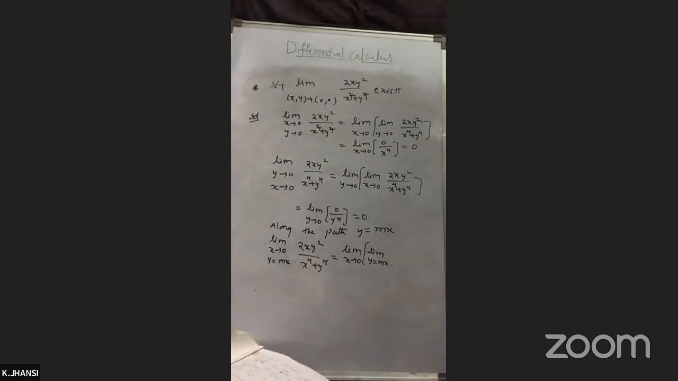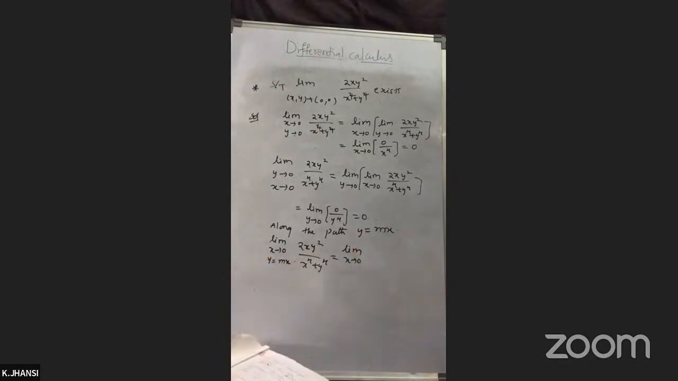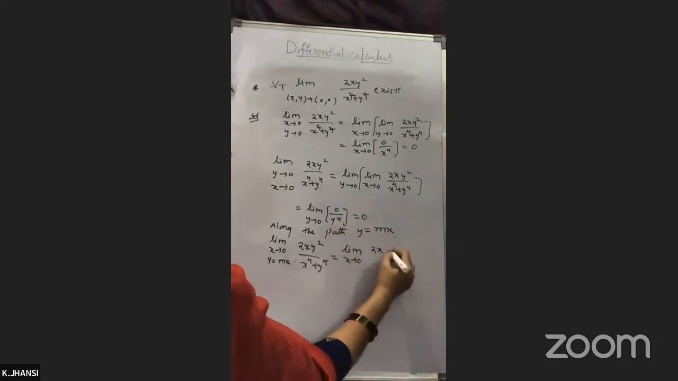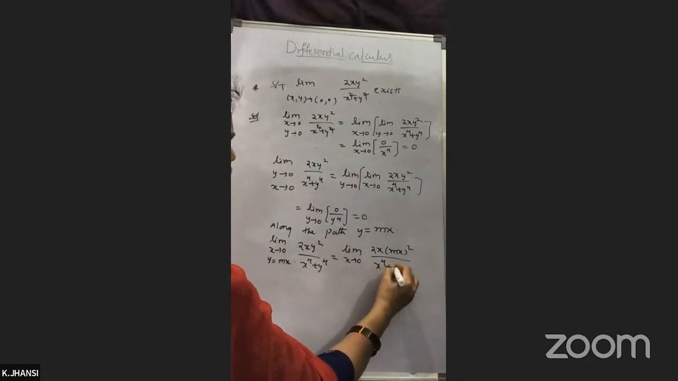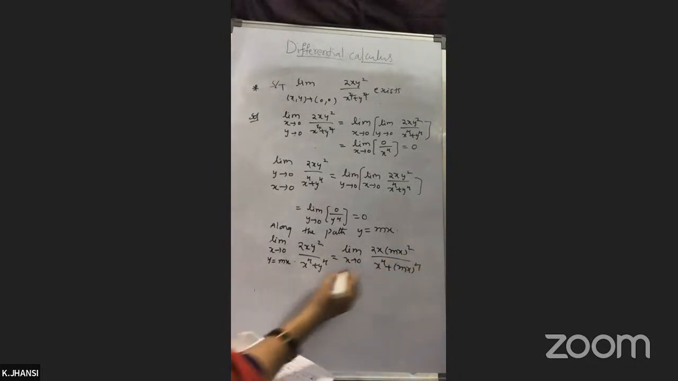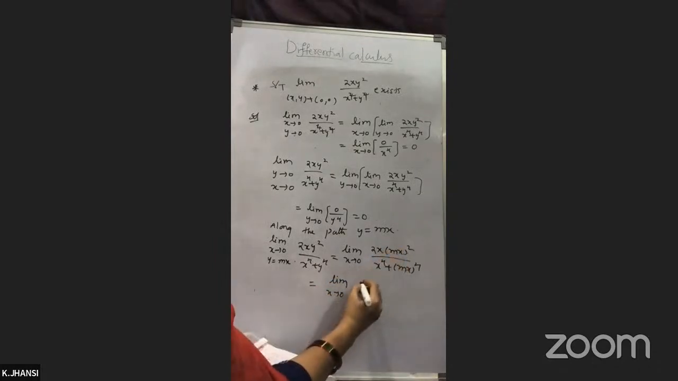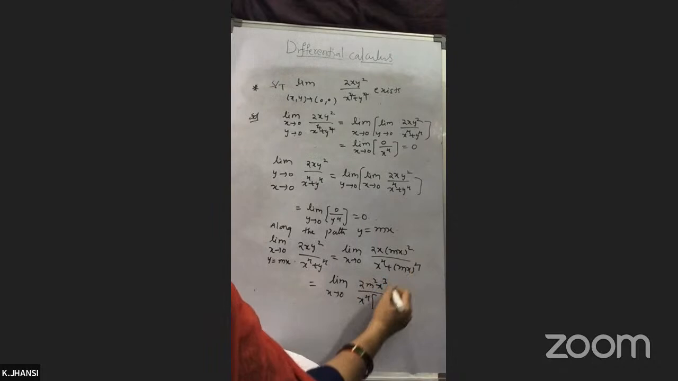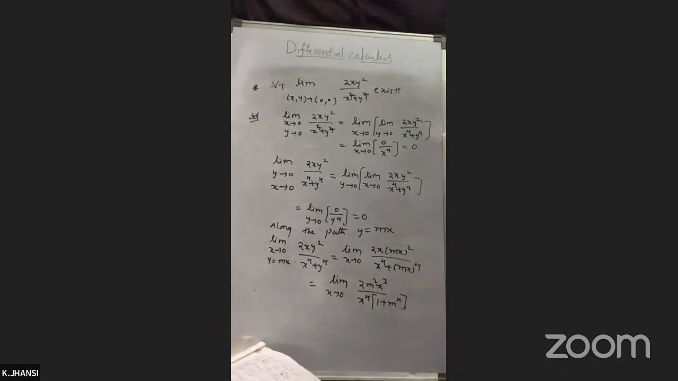So there is one more step. You just substitute the y value as mx. When you substitute y as mx, what will you get? Limit x tends to 0 of 2x (mx) whole square by x to the power of 4 plus (mx) to the power of 4. This is 2m square x to the power of 3 by x to the power of 4. If we take out common, what will happen? 1 plus m to the power of 4. Okay.